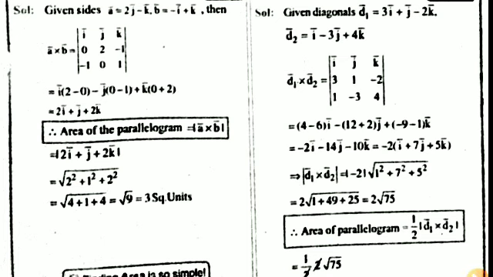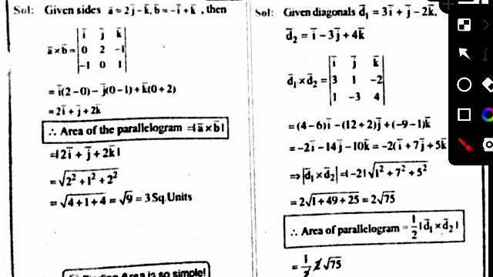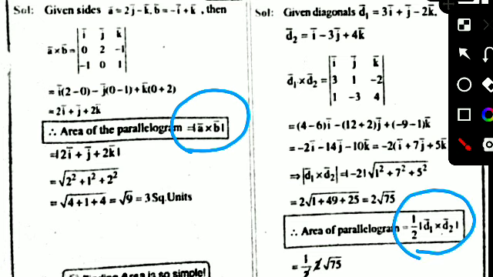If the given vectors are the sides of the parallelogram, then the formula is mod a cross b. If the given vectors are the diagonals of the parallelogram, then the formula is half mod a cross b. This is very, very important. Adjacent sides means the formula is a cross b, there is no 1 by 2 before this formula. In case of the diagonals, this formula becomes half mod a cross b.